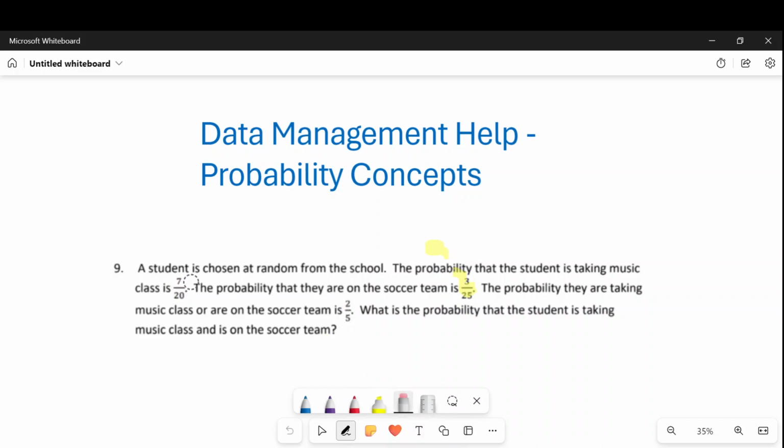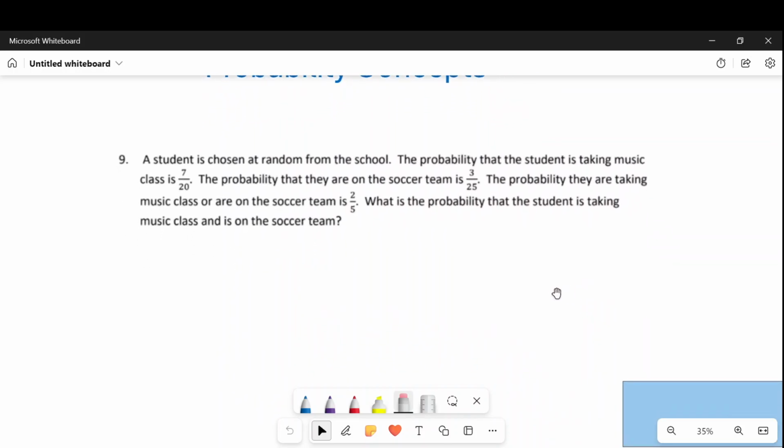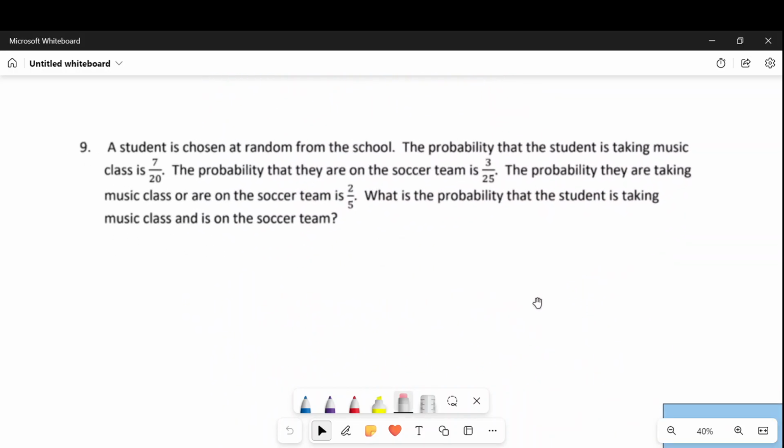So there's a couple different ways you could approach this. You could certainly try to make a Venn diagram, but I think it's easier to just use a formula. So let's break down the information we have. The probability that the student is taking music class is 7 out of 20. I'll use M for music class, so the probability of M is 7 out of 20. The probability that they are on the soccer team is 3 out of 25, so I'll use S for soccer, and the probability of S is 3 out of 25.